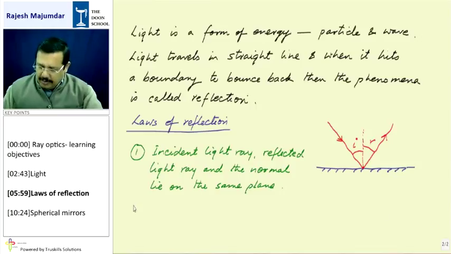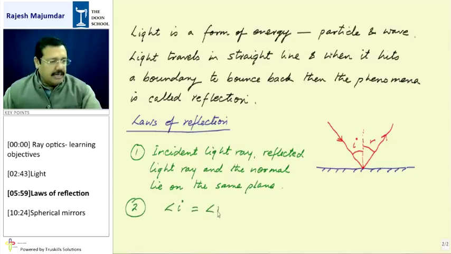And the second law, we all know it is a mathematical law, which says angle of incidence i is equal to angle of reflection r. This is the boundary which I am talking about.